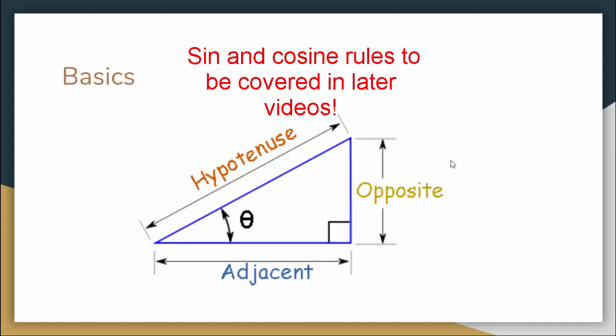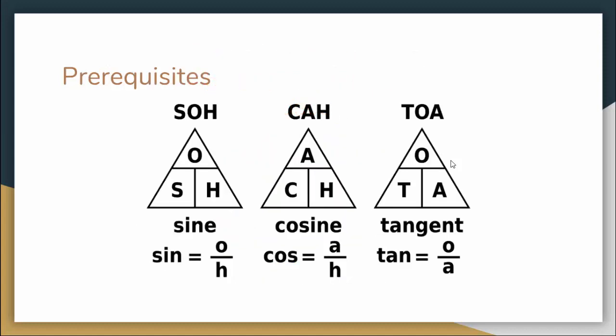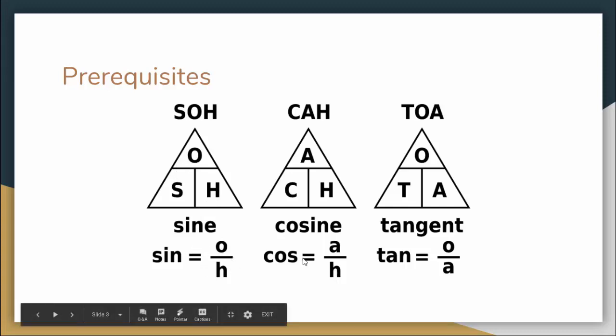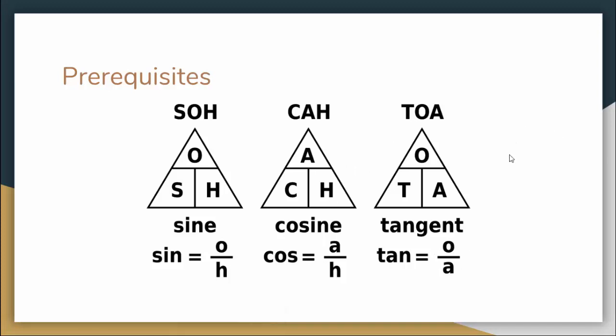So, prerequisites. As you know, you need to know Soh Cah Toa. This is really a new mnemonic for you guys to remember. You should always remember that sine equals opposite over hypotenuse, cos equals adjacent over hypotenuse, and tan is opposite over adjacent. These aren't given in exams, so you must learn this, otherwise you're pretty much screwed if you're given these questions.